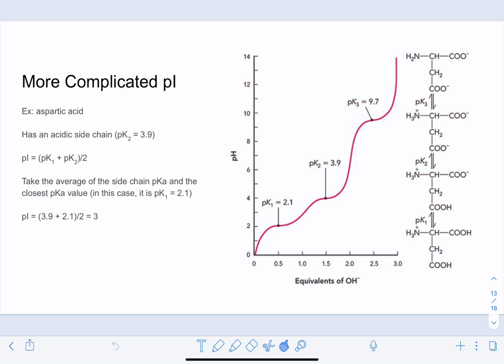So what we're going to do is take the pKa of the side chain, which is 3.9, and average it with the pKa that is closest to it in value. So in this case, we have a pKa1 of 2.1, which is closer to 3.9 than pKa3, which is 9.7. So because of that, we'll take the average of 2.1 and 3.9, and that gives us a pI of 3.